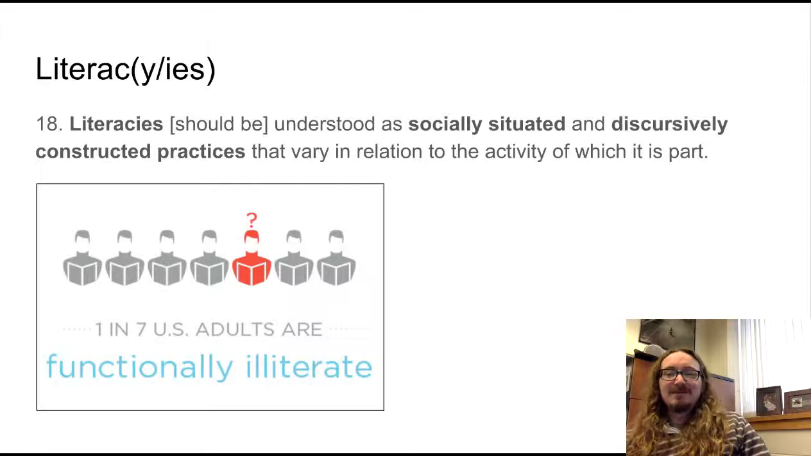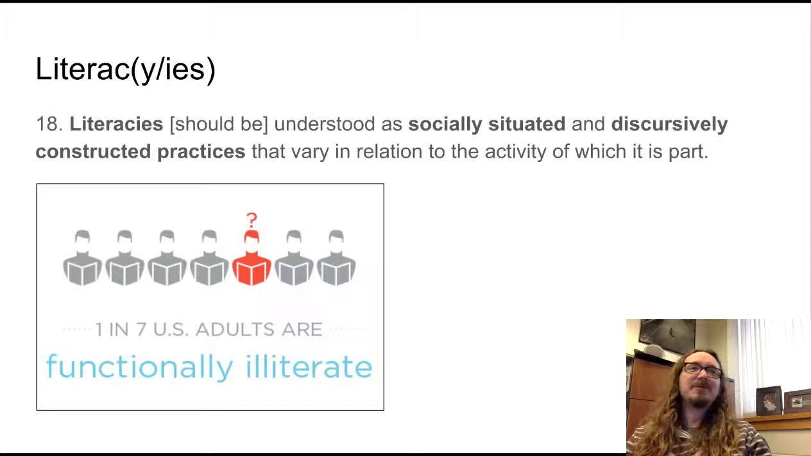We also have a definition of literacies that I think is important for us. Notice, first of all, we're not talking about literacy as though there's only one type of literacy. Some people think you're either literate or you're illiterate, right? There's just two extremes. And that's a rather simplistic view. There are so many different kinds of literacy out there, and it's not an all or nothing deal. It's not a simple notion, really, when you start thinking about it. So here we have literacies should be understood as socially situated. That's key, as well as discursively constructed practices that vary in relation to the activity of which it is a part.